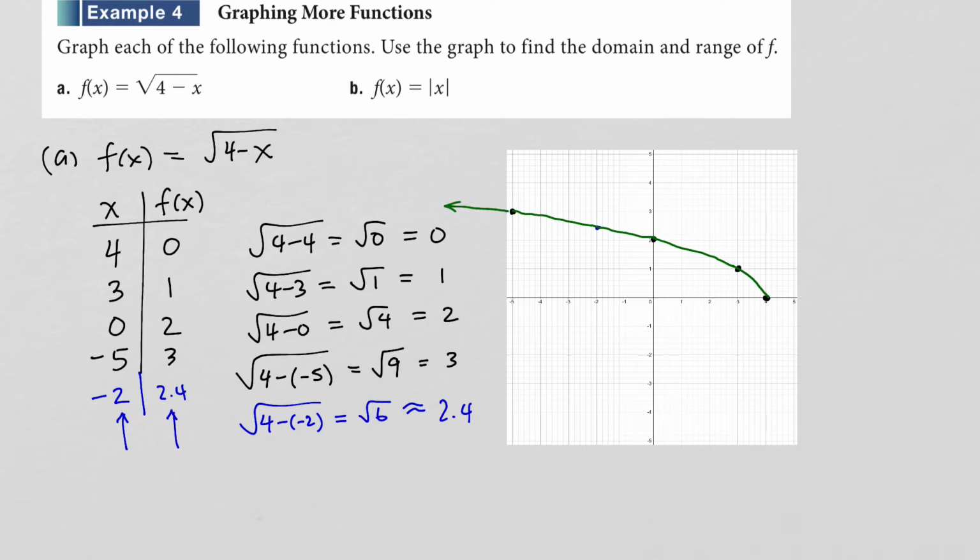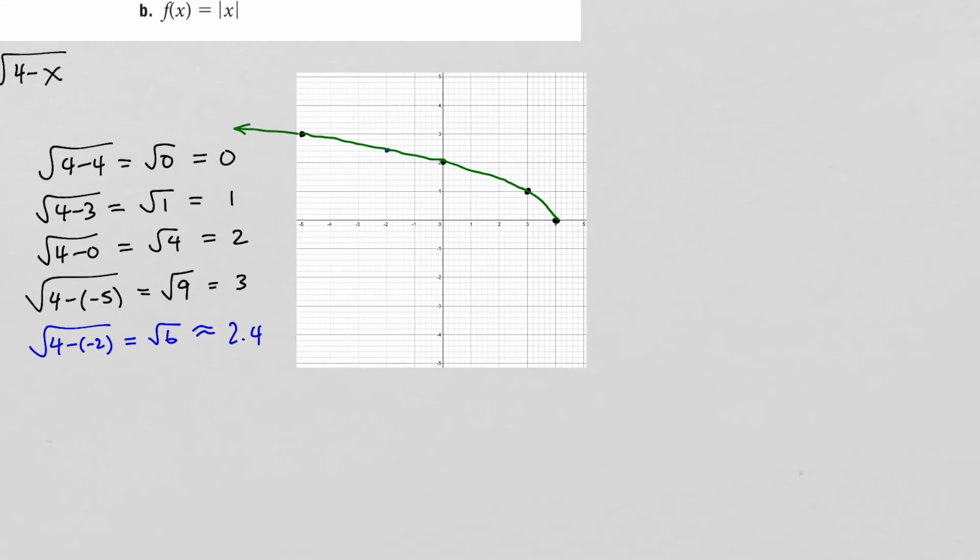Okay, so that is the graph of the function. Now what we want to do with this is use that graph to find the domain and the range. So let's remember that the domain is the set of x values, and the range is the set of y values. Now, for the set of x values, look along the x-axis. Every x value that has a graph above it will be a value that's in the domain.